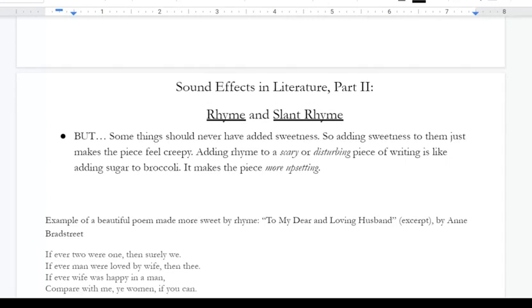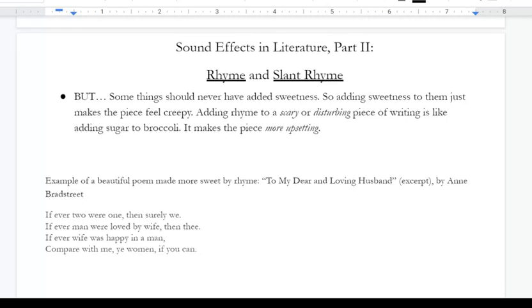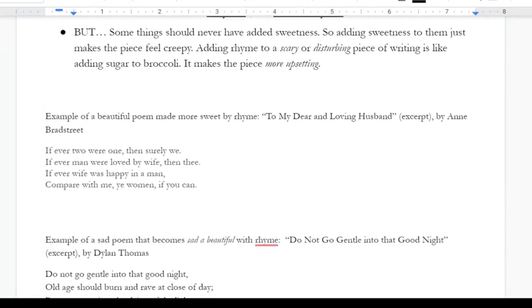So I'll show you here a few examples of adding rhyme to a happy poem to make it even happier and sweeter, adding rhyme to a sad poem to make it sad and beautiful, and then adding rhyme to an angry poem, where the effect is creepy because we don't like having sweetness in our angry writing. So here's this poem. This is just an excerpt. These are the first 4 lines. This is a poem by Anne Bradstreet. She was a Puritan poet in the 1600s.